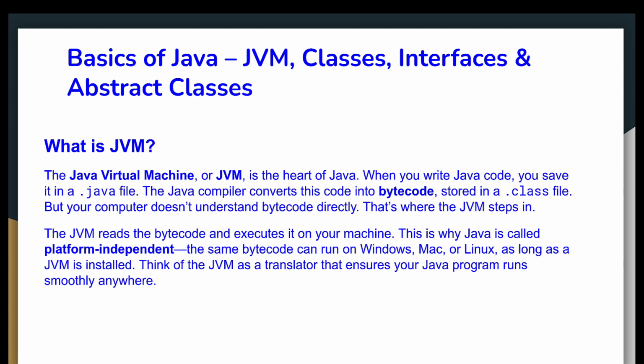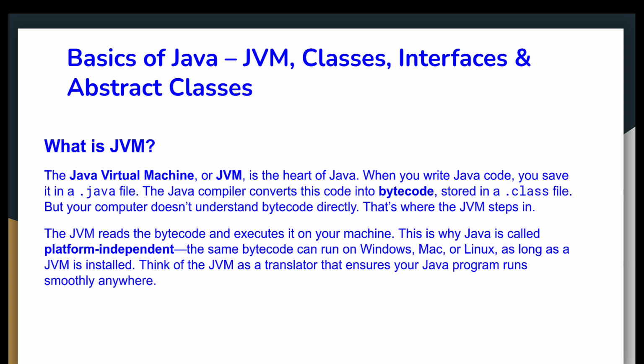Let's understand what a JVM is. So JVM is basically a Java virtual machine. That's the heart of Java, because whatever code we write in Java, you will save in a .java file. And then we have a compiler that converts the code into bytecode and stores it in a .class file. So that is a machine readable file, and the class file can run on any machine.